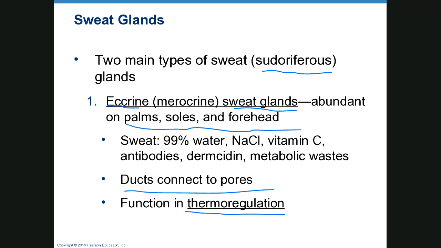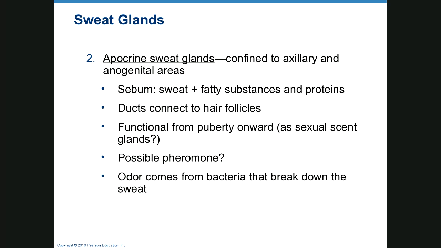It is 99% water, a little sodium chloride salt, a little vitamin C, antibodies, dermicidin, some metabolic waste, not enough metabolic waste to do you any good as far as cleaning out your bloodstream. Apocrine sweat glands, on the other hand, are confined to the axillary or underarm areas and anogenital areas. These are your pubic hairs and hairs in the genital region down there. And they produce not regular sweat, but sebum, which is a combination of sweat plus fatty substances and proteins, and they connect from ducts to hair follicles.